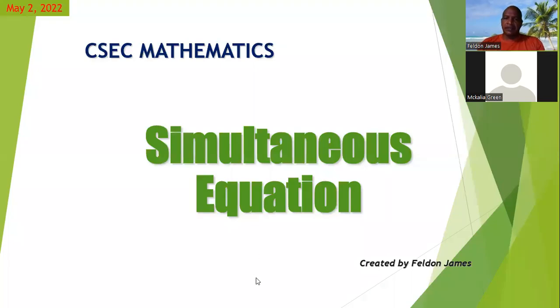Okay, guys, good evening once again. Today we are going to be looking at, well, not so much of a new topic. We're still continuing on the topic of equation, but today we're going to now look at simultaneous equation.